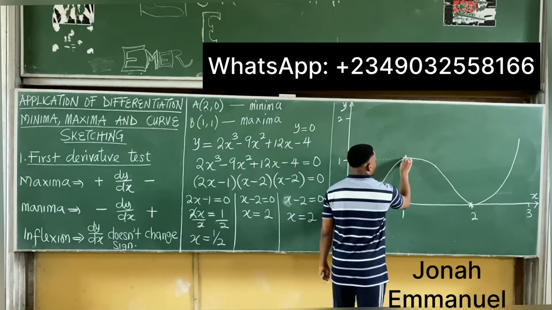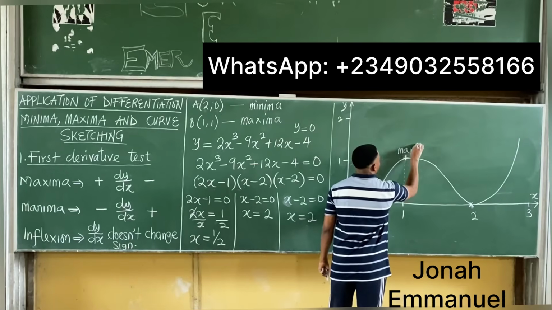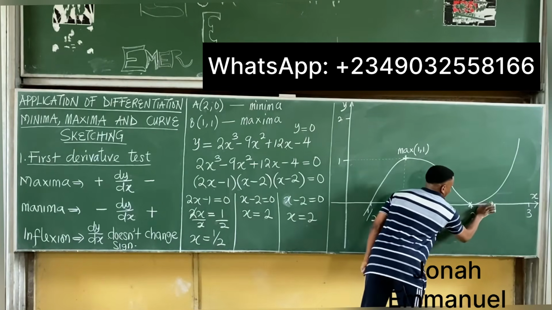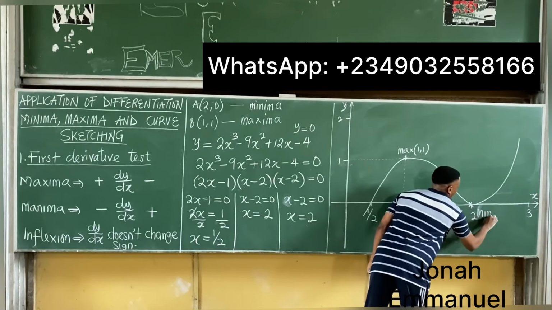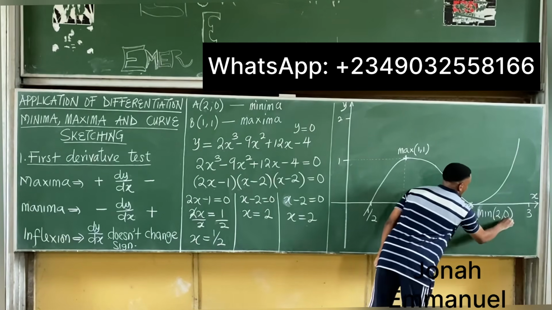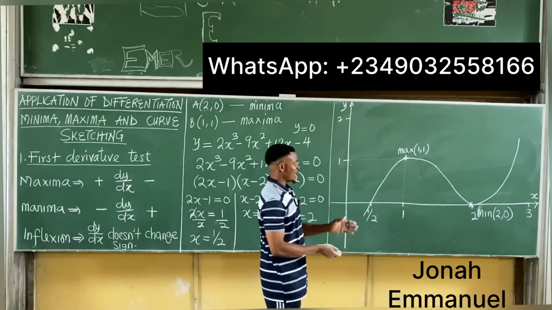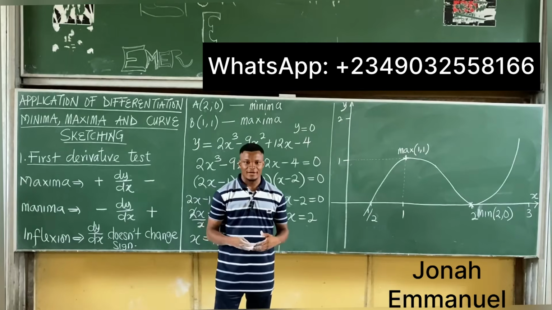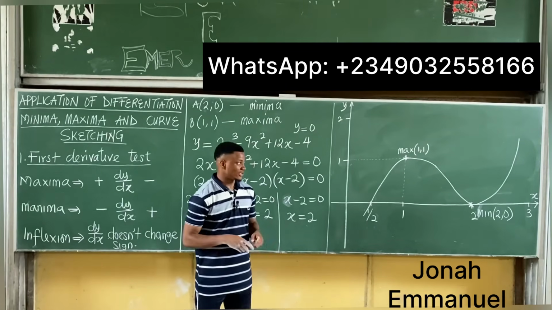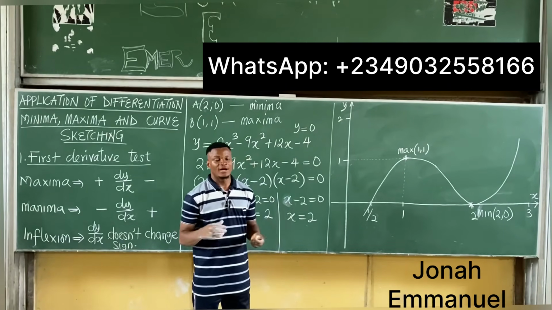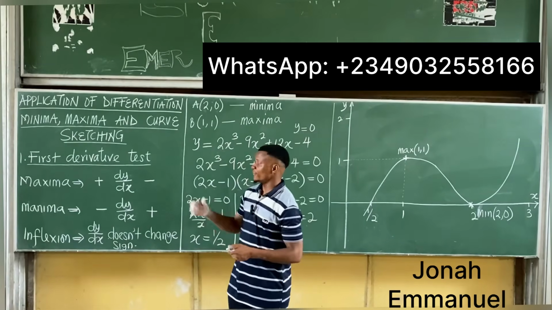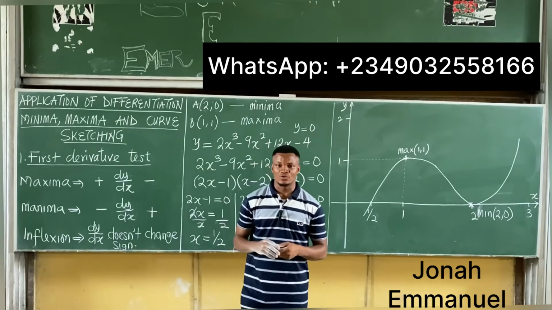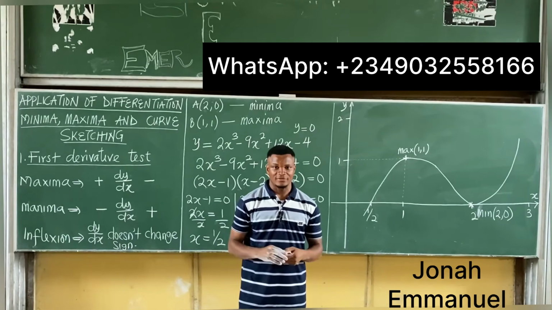Don't forget, this point is my maxima. Maxima was 1, 1. This point here is my minima. Minima was 2, 0. So I have this. So this is how we can sketch curves and also find maxima and minima using the concept of differentiation. All right, so this is for the first derivative test. In our next class, we'll see how to use second derivative test.